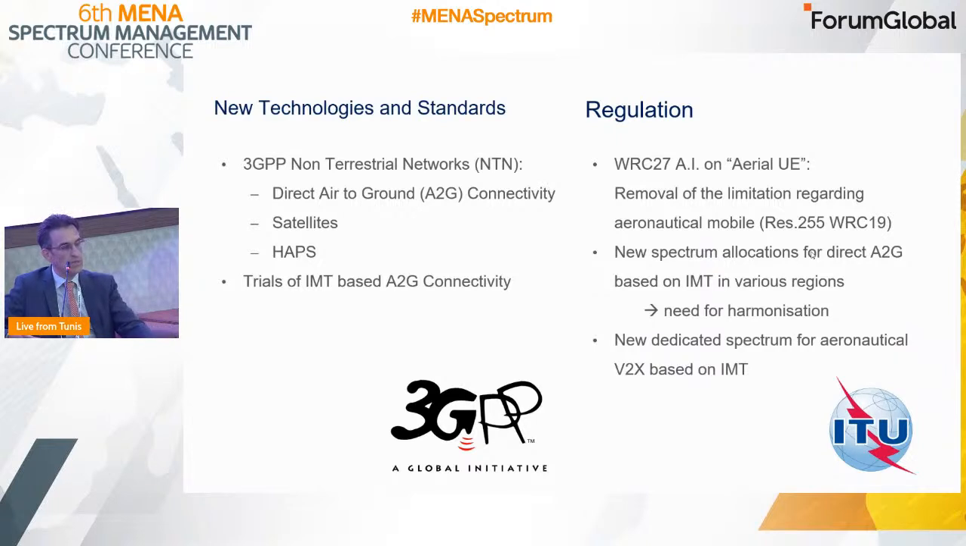We see that there are some challenges and some work to be done, and there are two aspects that need to be addressed. One side is the technology and the standard, and the other side is the regulation. On the technology and standard side, we have heard, and we will hear also in the next session, that the 3GPP standard is evolving and is going to include non-terrestrial network components. And for this, the satellites are, of course, an important component, and we will hear probably in the next session. But direct air-to-ground connectivity is also another topic which is going to be discussed in the next 3GPP release. And HAPS is as well part of the non-terrestrial network part of the standard.